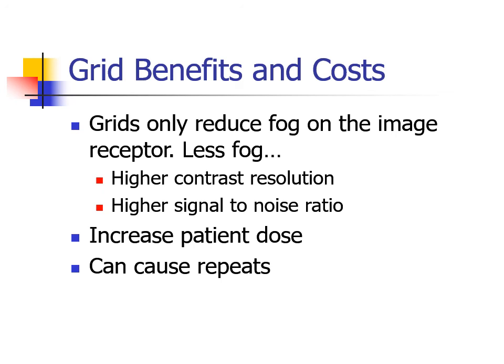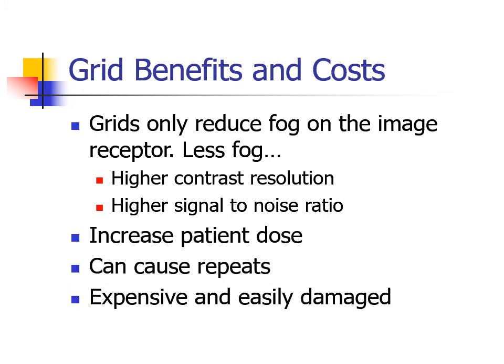Grids are precision structures and are expensive. A grid can easily be comprised of about 1,751 to 2,550 thin lead strips to make its body. Also, grids are easily damaged if dropped. Many of the grids you will use are fixed and built in as part of the table or upright bucky system.